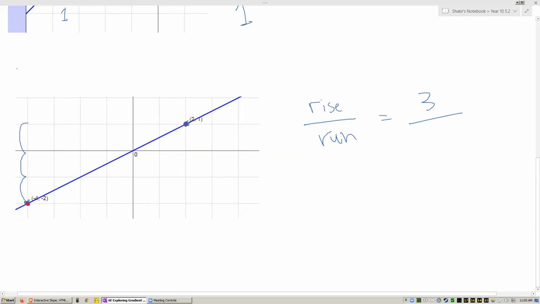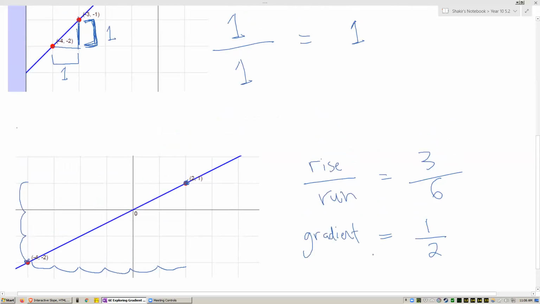And how much does it go across? It goes across by 1, 2, 3, 4, 5, 6. It goes across by 6. 3 over 6, which is 1 over 2. And so the gradient is equal to a half here. For every 1 unit that you go across, you go up by half.